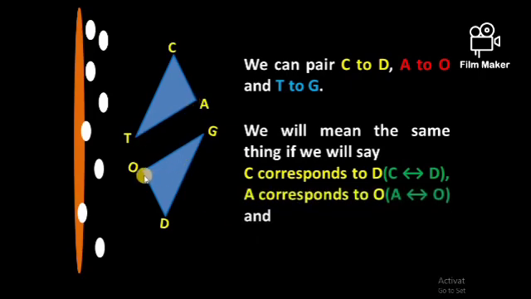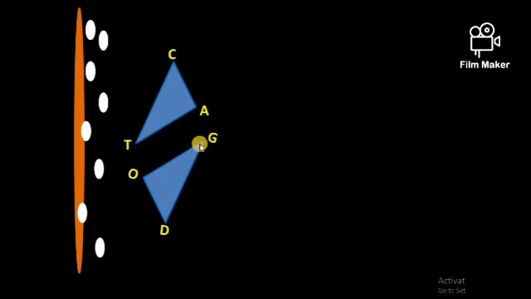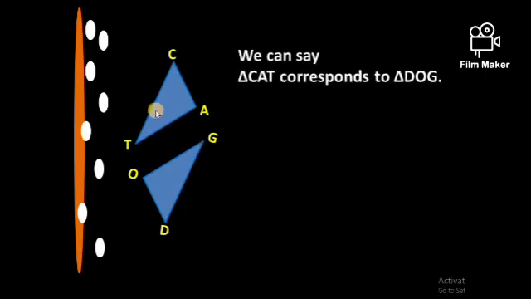A corresponds to O, and T corresponds to G. We can say now that triangle CAT corresponds to triangle DOG. In symbol, we have triangle CAT corresponds to triangle DOG using the symbol for correspondence.